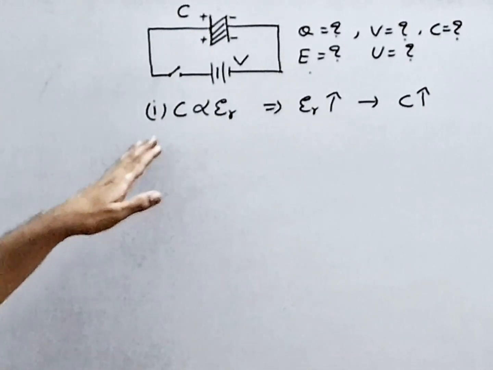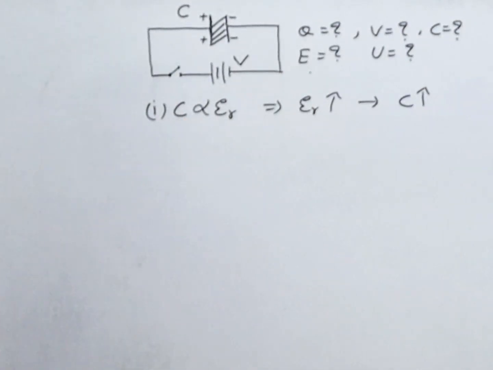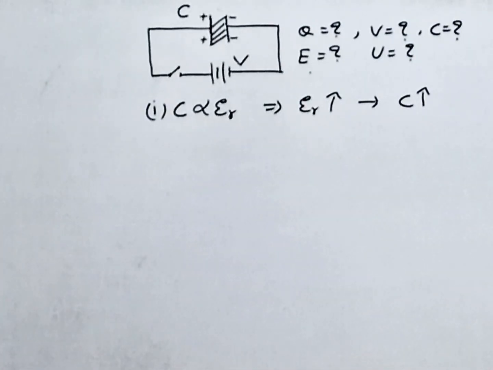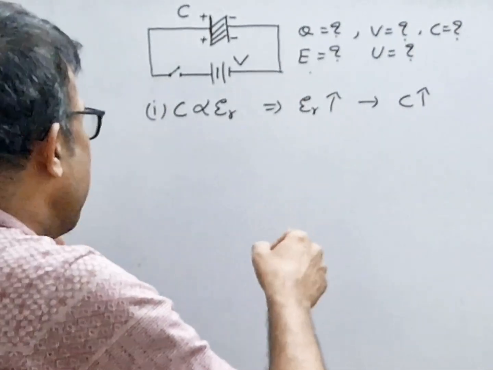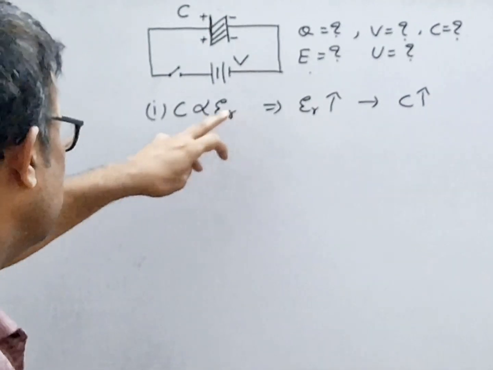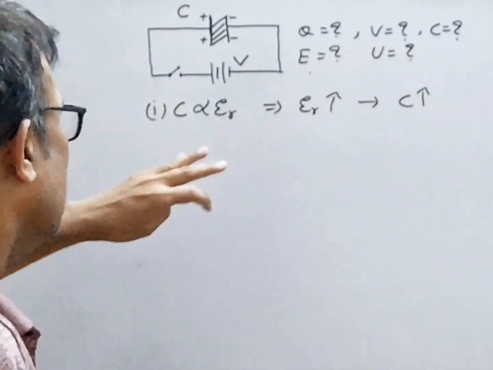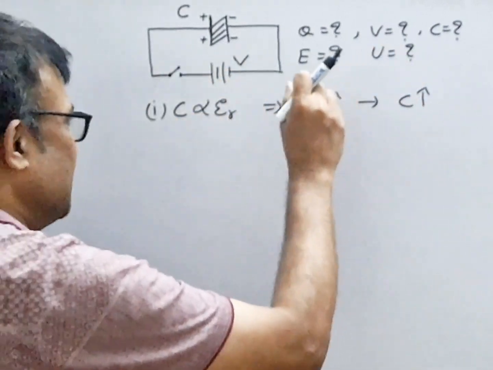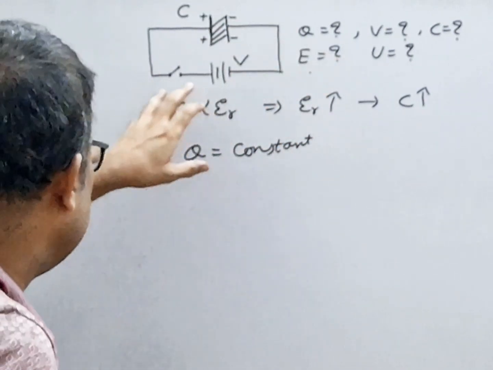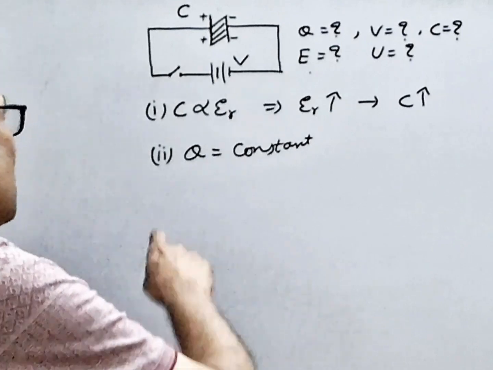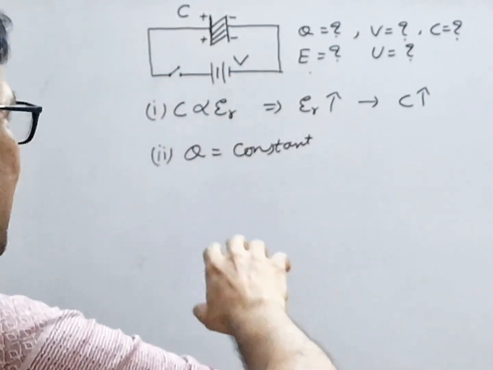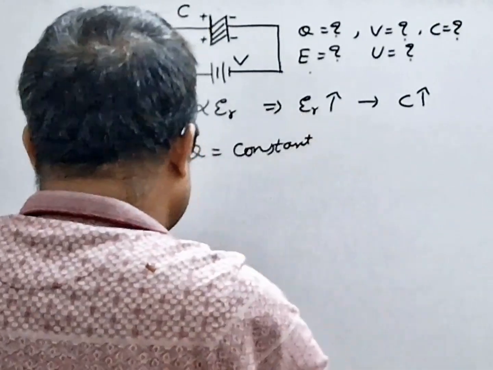In the first case, we found out that C is proportional to epsilon R. And when the dielectric is inserted, epsilon R will also increase, as any dielectric has a dielectric constant greater than the vacuum. Therefore, the dielectric constant increases, which means the capacitance also increases. So the capacitance of the capacitor will increase. Now we consider the second quantity, charge on the capacitor. As the battery is disconnected, charge cannot flow from the battery to the capacitor or from the capacitor to the battery. Therefore charge will remain constant in this case.